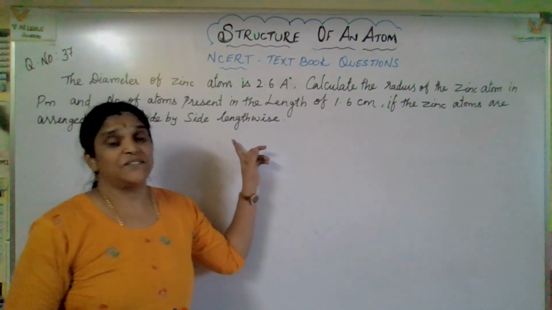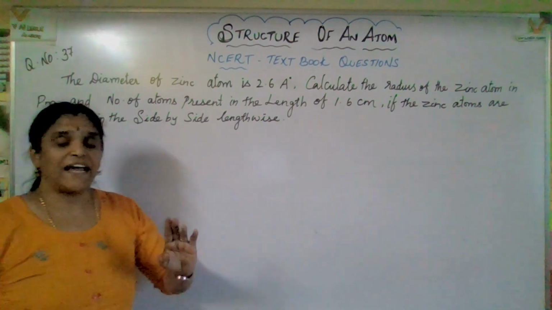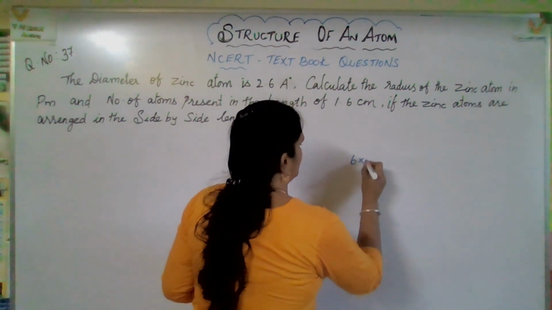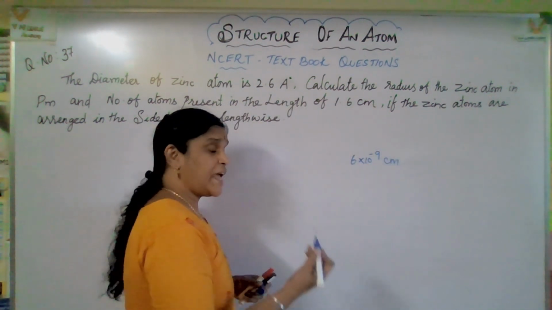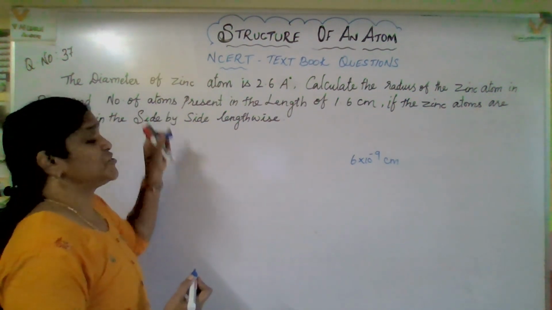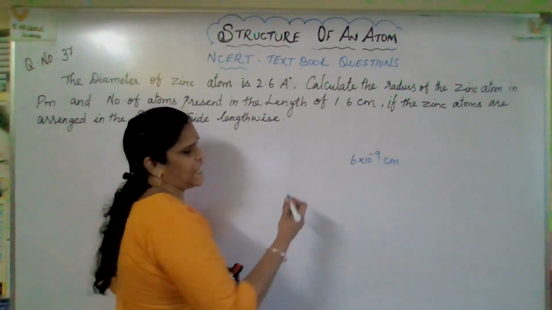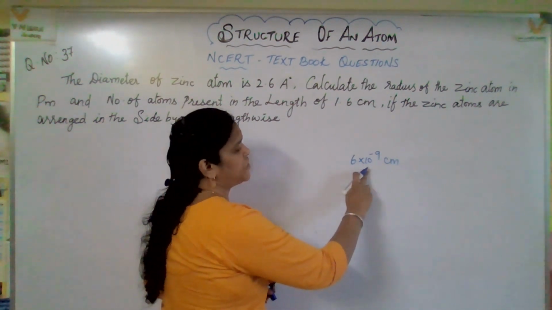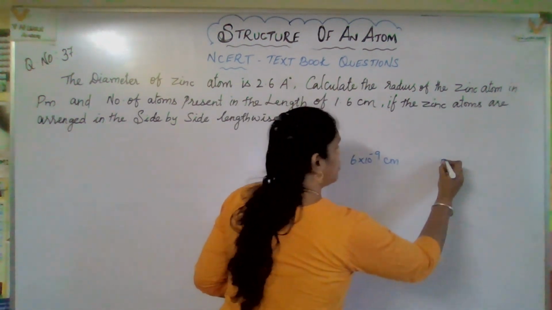This question is also the same as the last question. It's very interesting to know about it. Before that, the last question's answer we got was 6 into 10 to the power of minus 9 centimeter. Now we have to convert it into nanometer. This question is related to changing units like nanometer and picometer, which is why I brought this question to you.